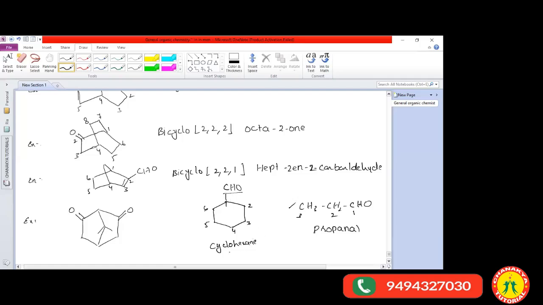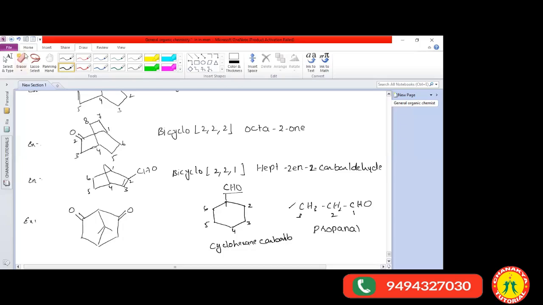What is the IUPAC name of the given compound? It is cyclohexane carbaldehyde. Sir, if it is attached to the first carbon, we don't have to mention a number? No. We don't mention it if it is attached to the first carbon atom. But whenever it is attached to the second or third carbon atom, we mention that position. Sometimes we may mention it, sometimes not, both are correct. Sometimes in the answer options also, they give it without numbering.